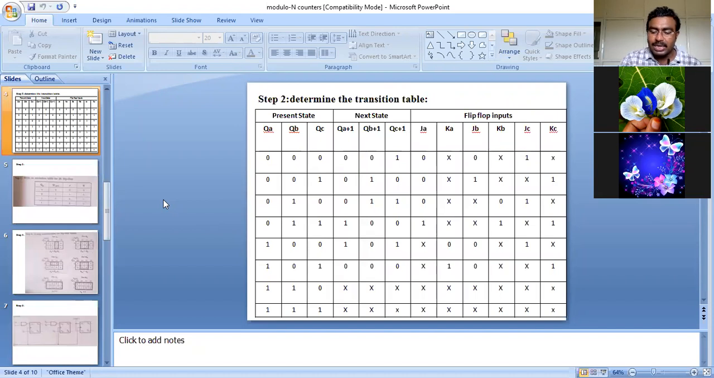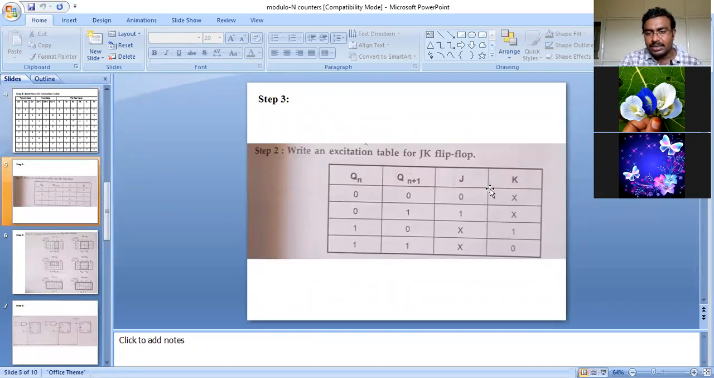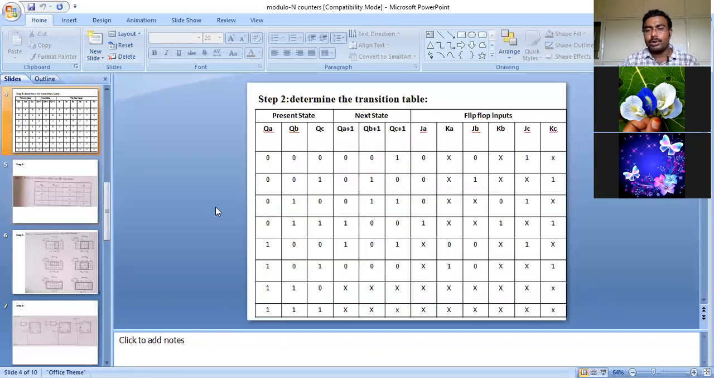Students, once again tell me, with the help of what are you filling these J and K excitation values? With the help of the present state and next state values. Now let me explain how to fill these flip-flop inputs once again.